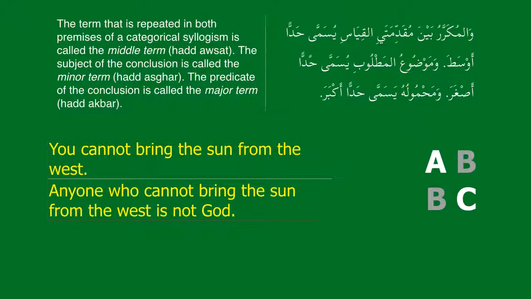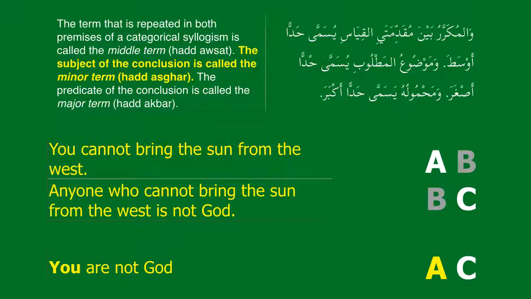Now, he says that there's also two other terms. So there's the A and the C, and these also have names. In order to understand their names, we need to look at the conclusion. So let's look at the conclusion, you are not God. The conclusion has terms A and C. So he says that the subject of the conclusion is called the minor term. So the subject of the conclusion is A.